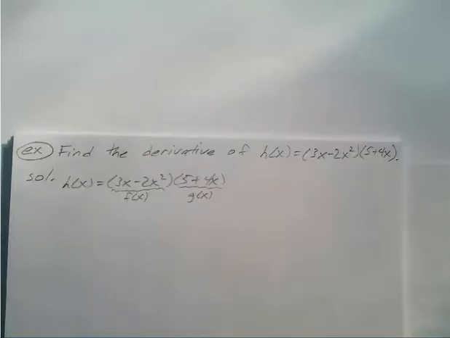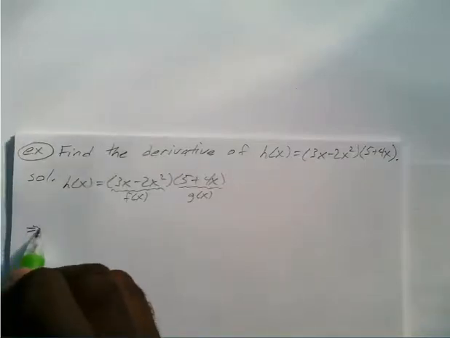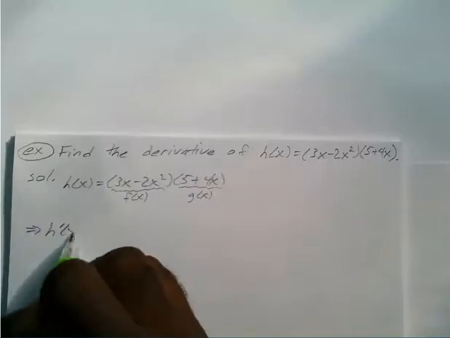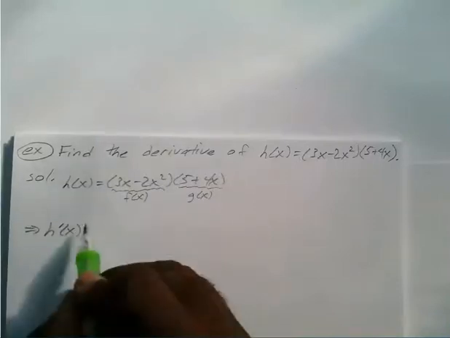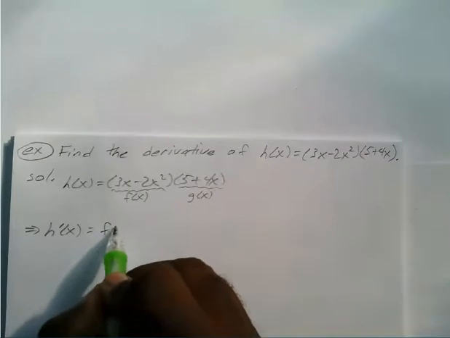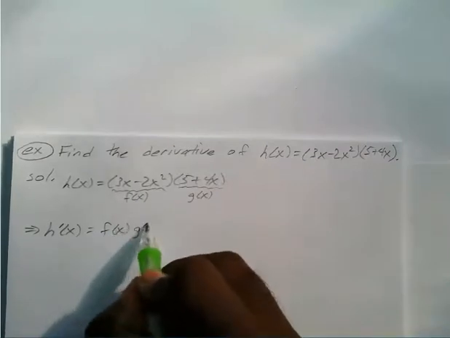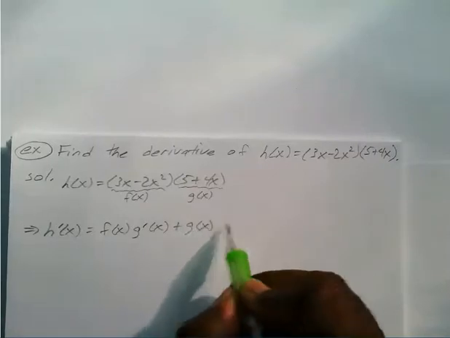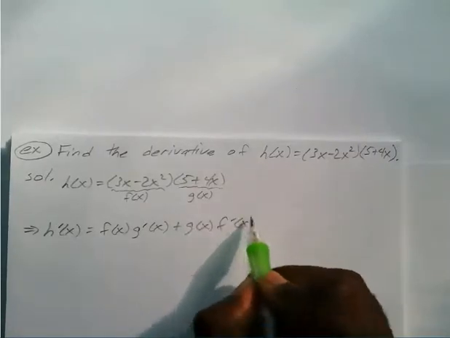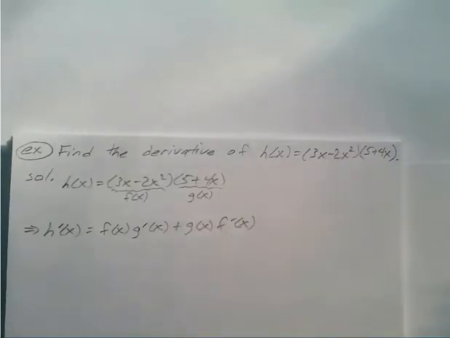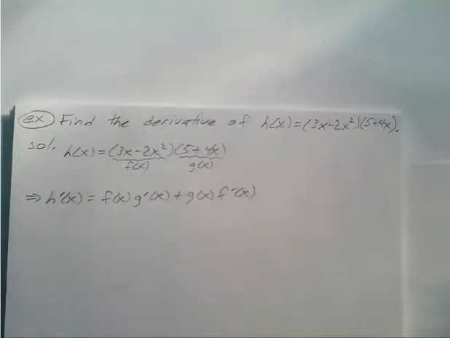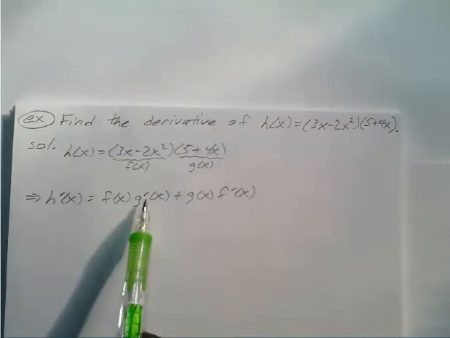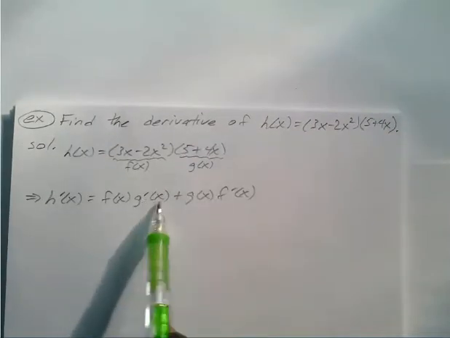Alright, so let's find the derivative, which is our h prime of x, is equal to our first times the derivative of the second, plus the second times the derivative of the first. Okay. Now, before we go any further, we have to find our g prime of x and f prime of x.